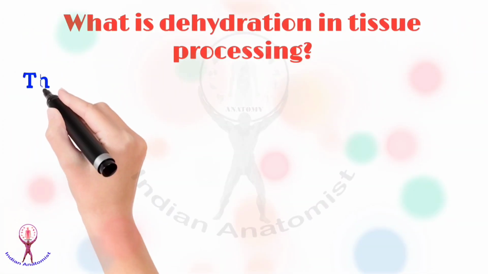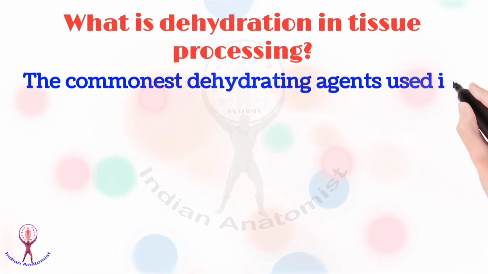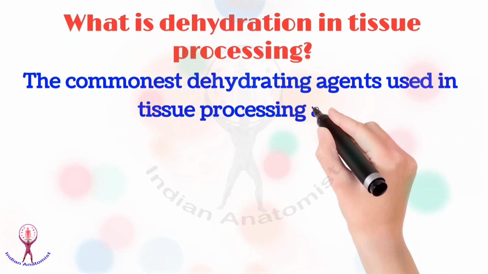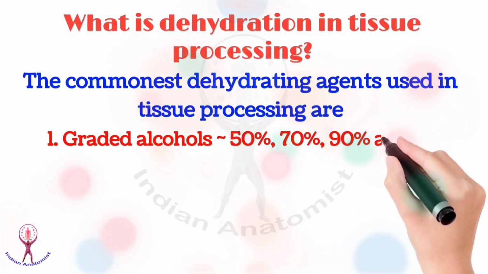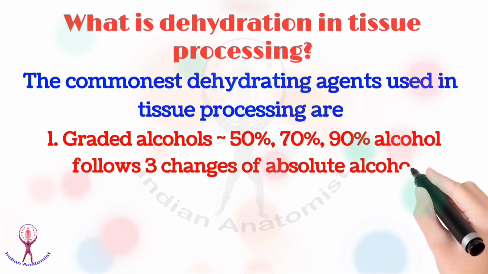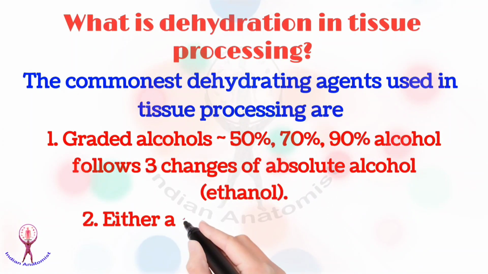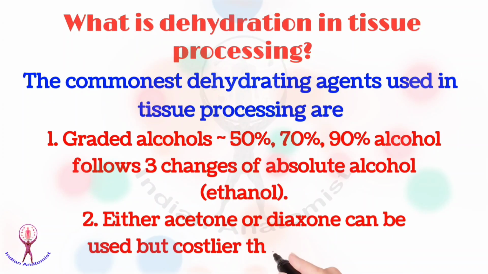The commonest dehydrating agents used in tissue processing are: 1 is graded alcohols, that is 50%, 70%, 90% alcohols followed by 3 changes of absolute alcohol or ethanol. 2 is either acetone or dioxane, which can be used but are costlier than the former.